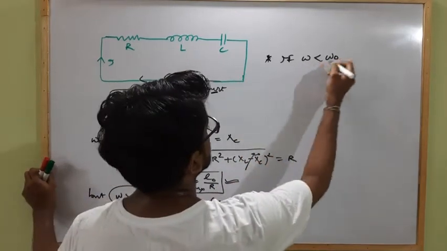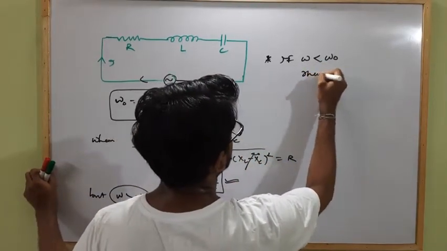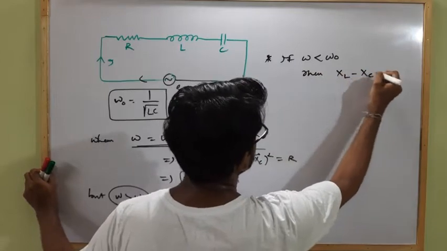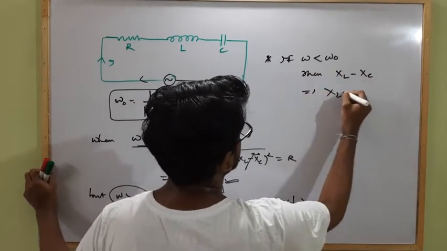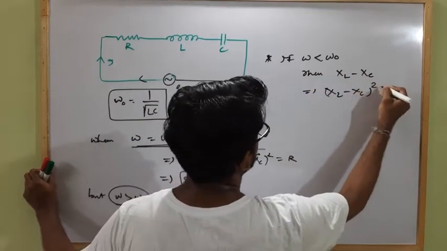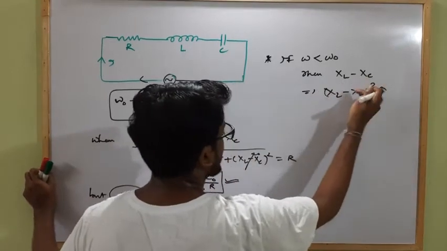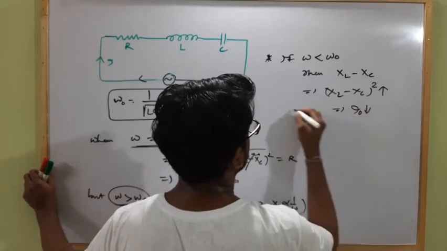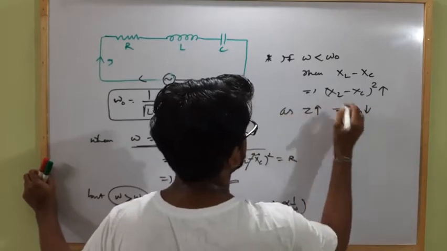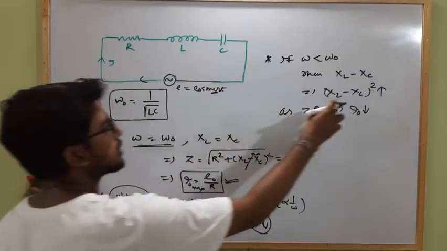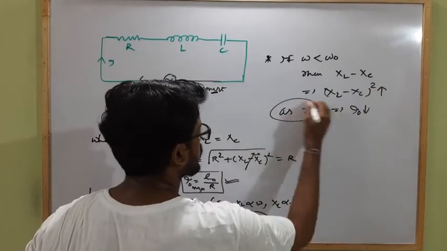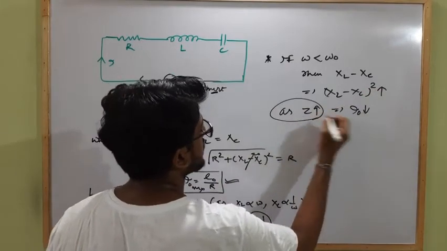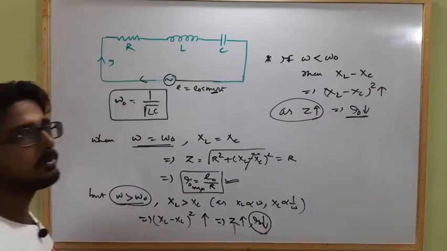If omega is less than omega naught, then XL is less than XC. So this implies (XL minus XC) whole squared will increase, and this is a square term. This implies I naught will decrease as Z increases. When (XL minus XC) whole squared increases, it causes the impedance to increase. As impedance increases, the current value will decrease.